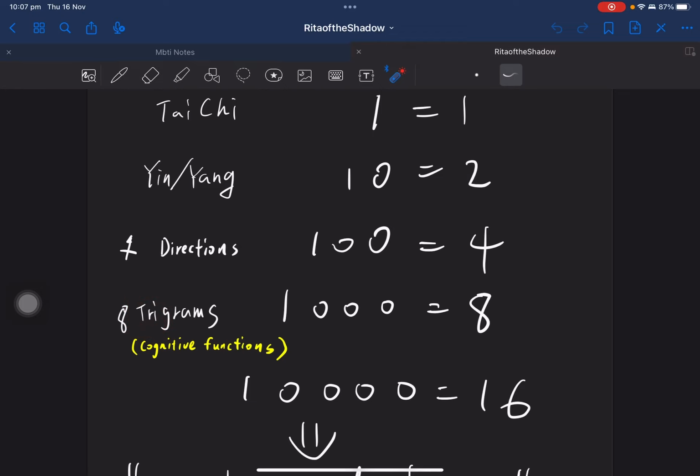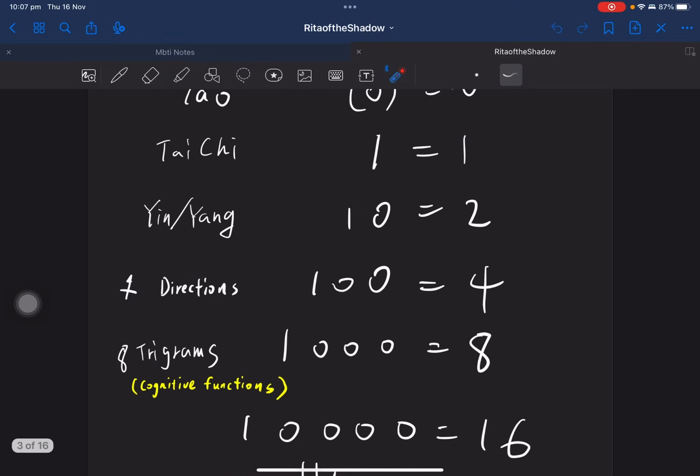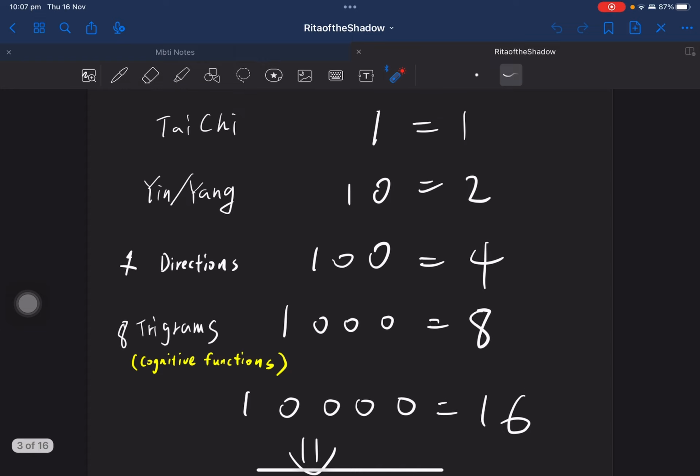So it means the 8 actually created the 10,000 things. And this is the 4th power actually. So that's why there's always the number 4 in a lot of things. And these are all the important numbers in the 16 personality types as well.